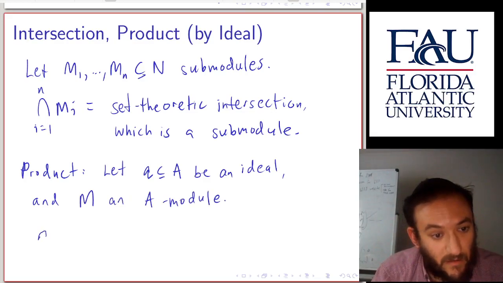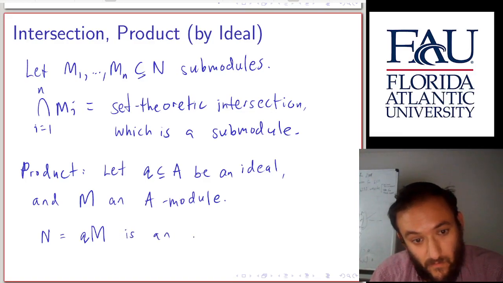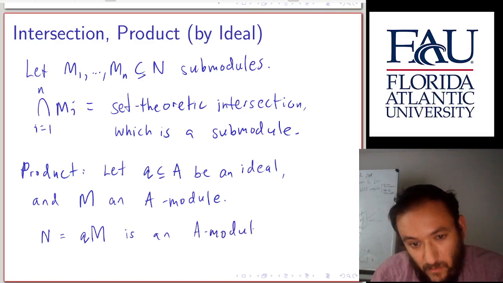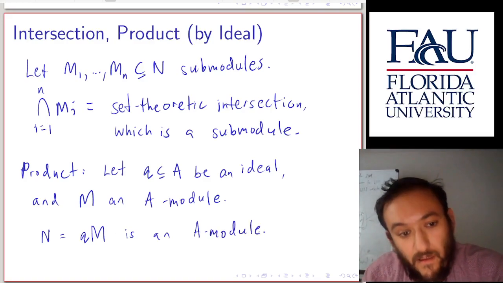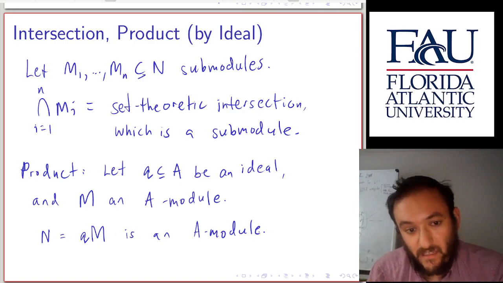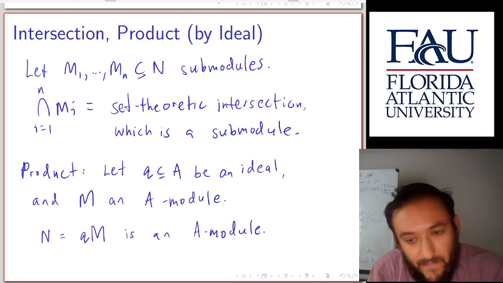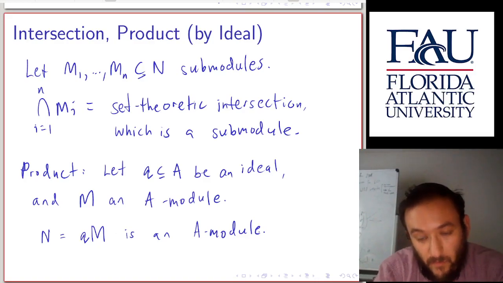then you can talk about the module, which is the product of that ideal by the module M. And this is an A module. You can think about how it's closed under multiplication by A, because the ideal is closed under multiplication by A. Same property pretty much. And that's what we mean by a product of a module by an ideal.